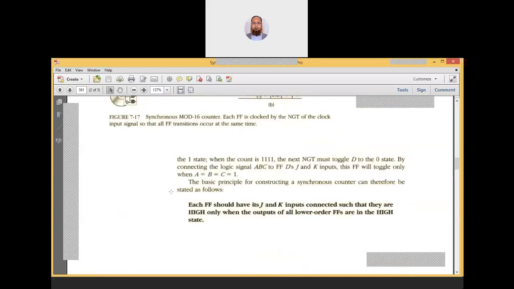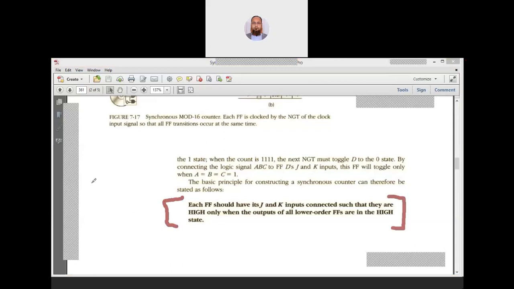So this is what I was saying. Each flip flop should have its J and K inputs connected such that they are high only when the outputs of all lower order flip flops are in the high state. If you understand and remember this statement, it gives us the idea why we need to connect the AND gates.